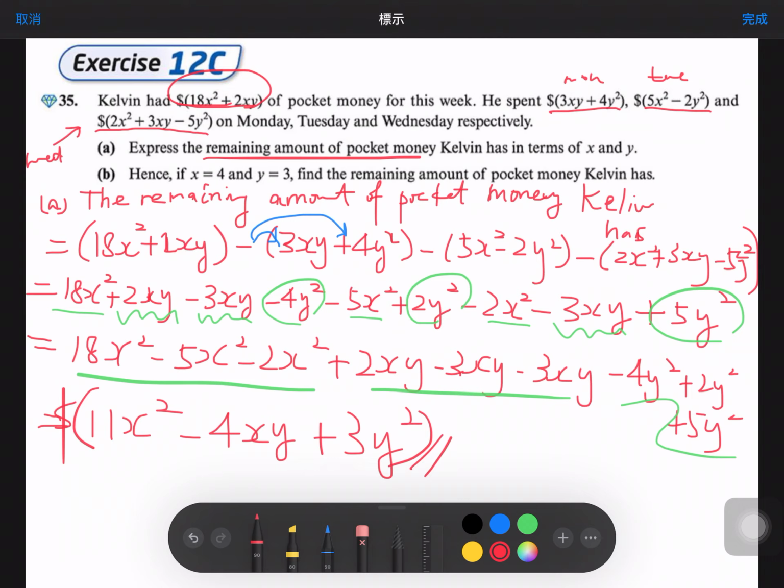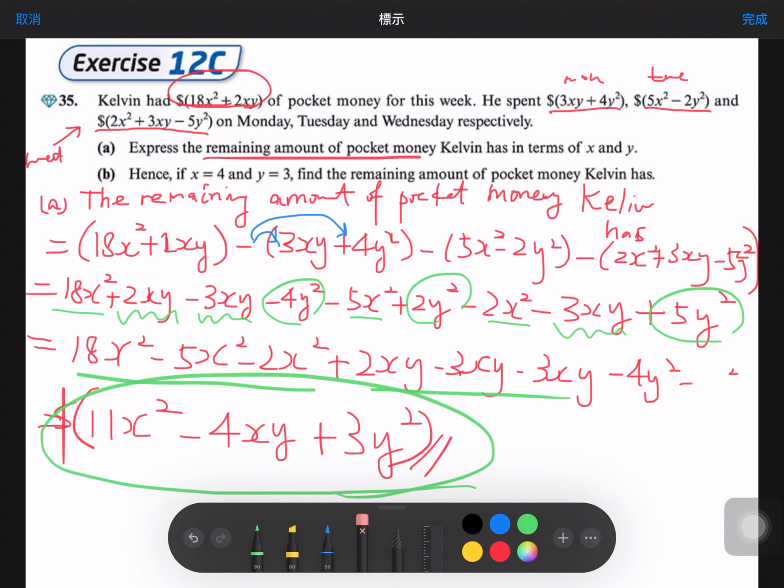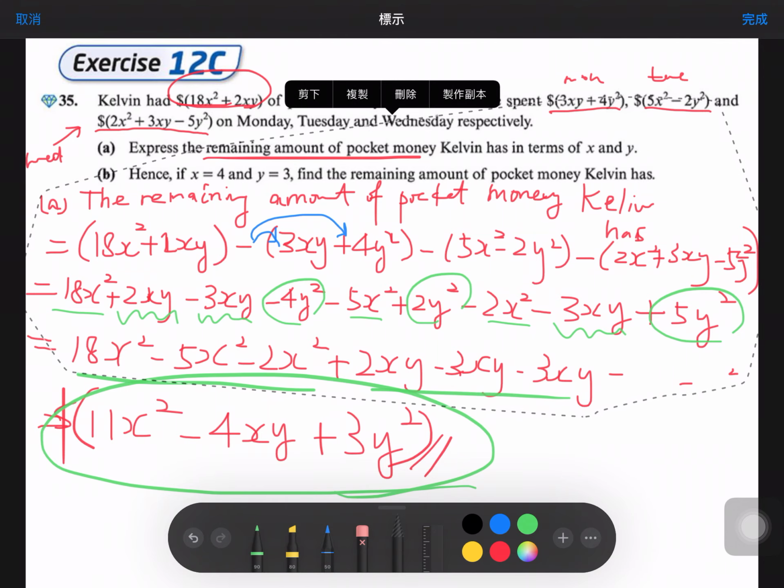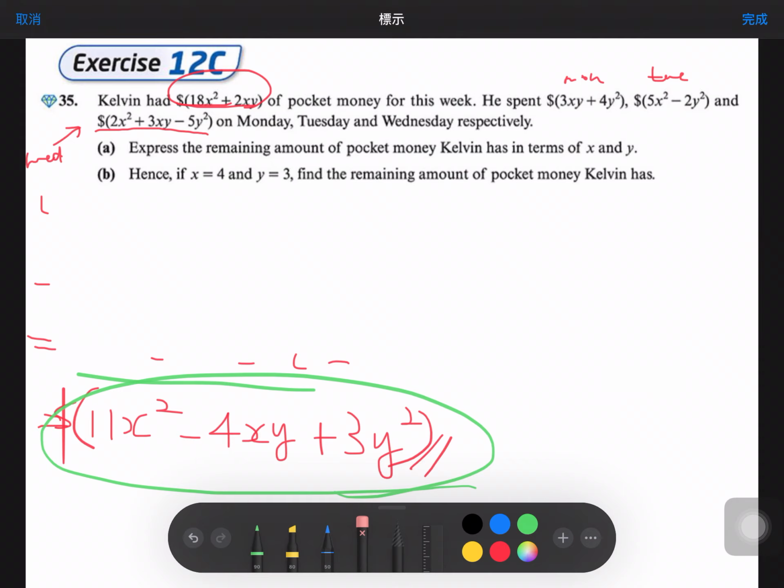Okay, then for part B, hence, if x equal to 4 and y equal to 3, find the amount. So we have to substitute the value of x and y into the answer of part A. So we don't have enough space. So wait a minute, I have to remove this thing. Okay, good.